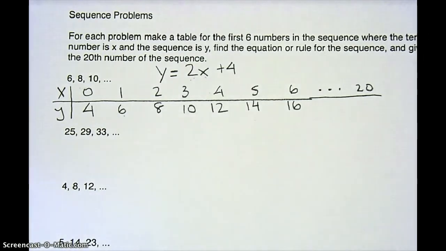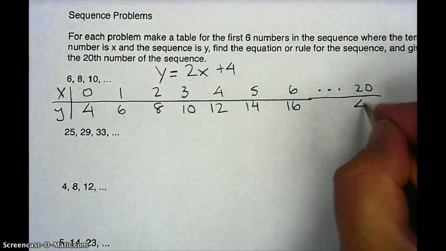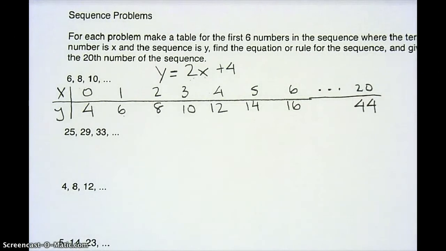I find out how much it's going up by each time, and then I find the number that would come before the first number in the sequence. How much it's going up by each time is what I multiply by x, and the number that came before the first number is what I add to the sequence. Now, to find the 20th number, I have to put a 20 in for x. 2 times 20 is 40, plus 4 is 44. If I did a problem like that, I would get all the points for that test.